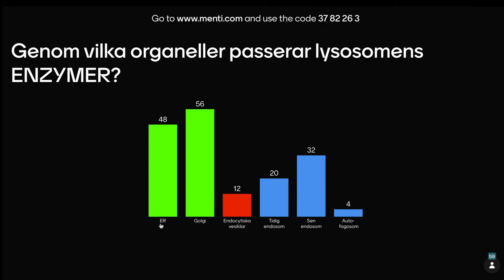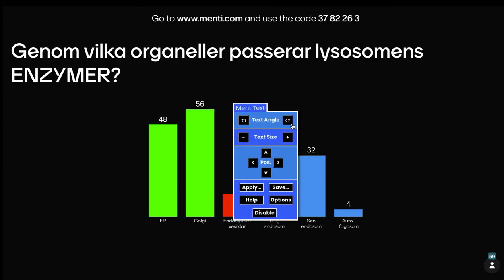MentiPlus can also format the x-axis text down here. Sometimes that is very tiny, and you would like maybe to increase the size. What you do is you right click or control click one of the text elements here, and then you have a new menu. This menu gives you the options to increase the size of the text, for instance, so as to make it more visible.